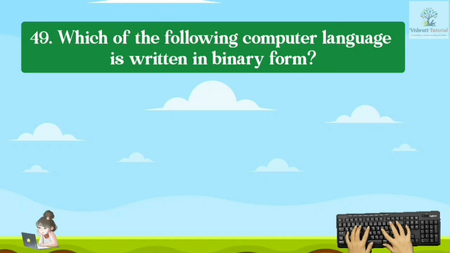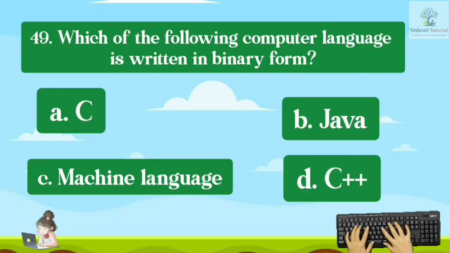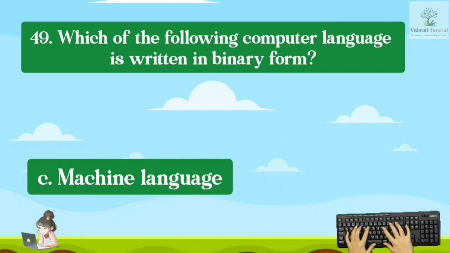Question number 49. Which of the following computer languages is written in binary form? Options: A. C, B. Java, C. Machine language, D. C++. And the correct answer is C, machine language. Machine language is the language written in binary form.